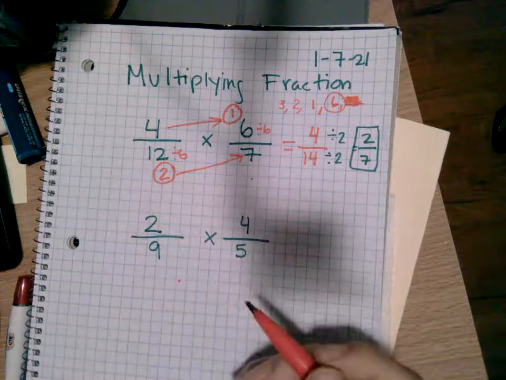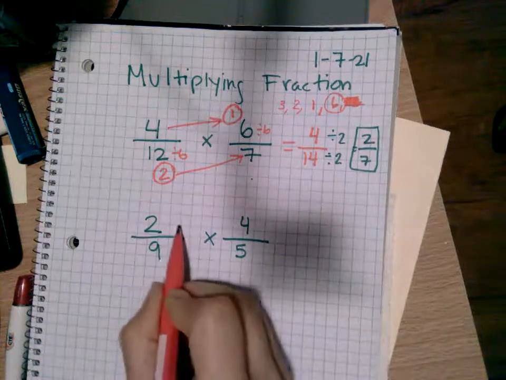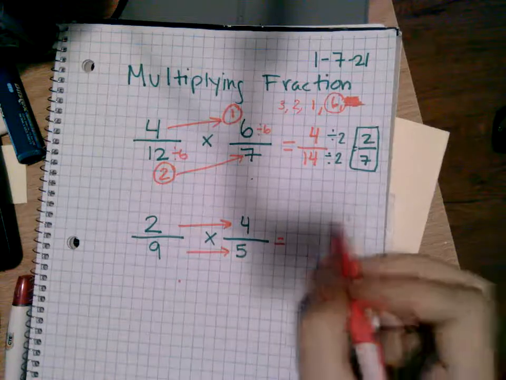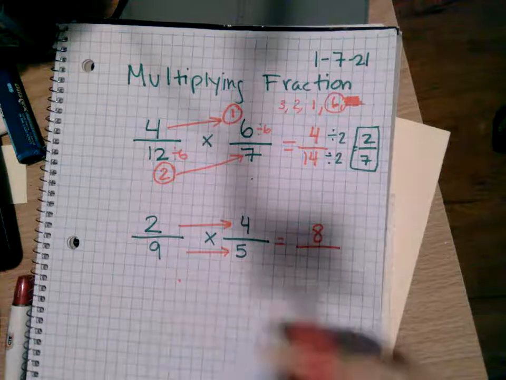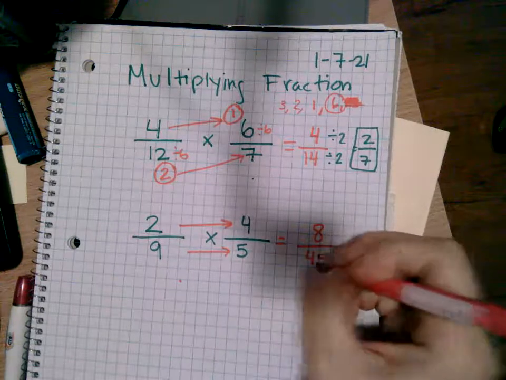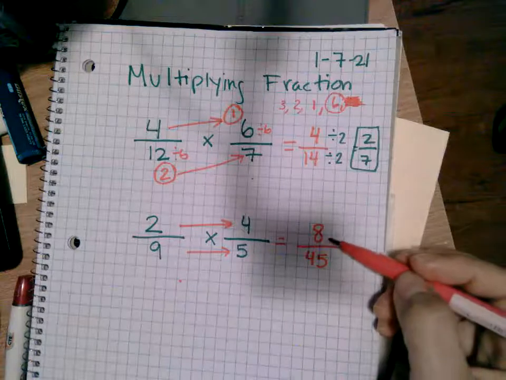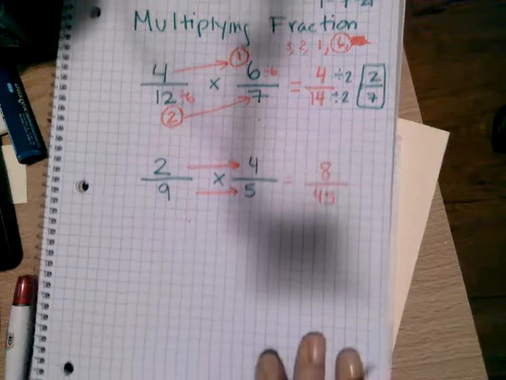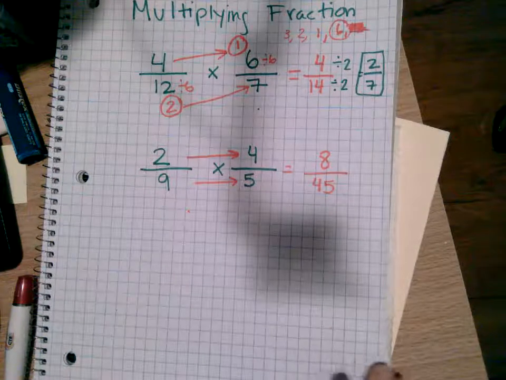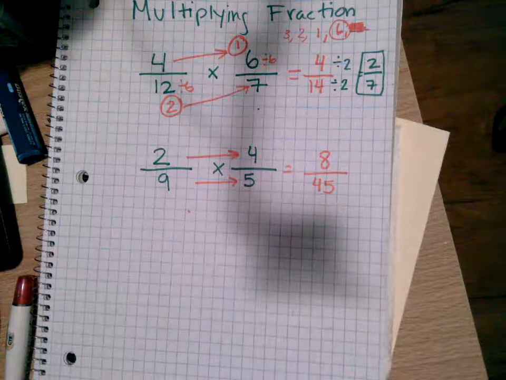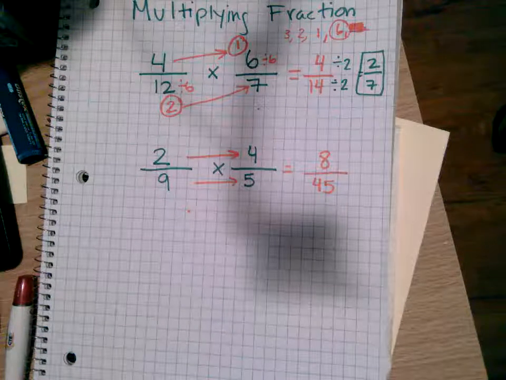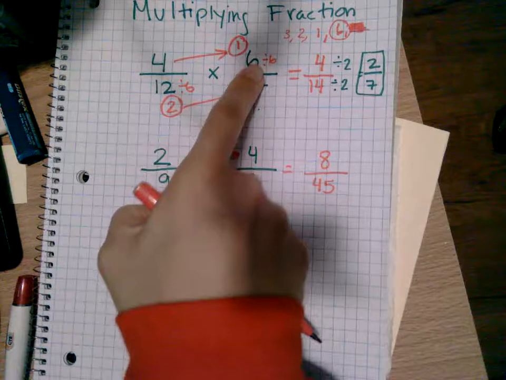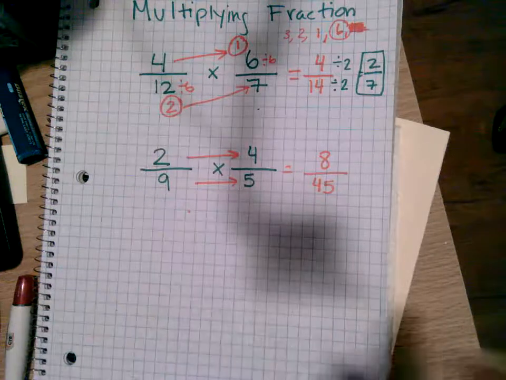So in this problem, we can't simplify in the beginning. All we have to do is multiply straight across. So 2 times 4 is 8, and 9 times 5 is 45. And I double check to make sure I can't simplify anything by 8 and 45. Nope. So you are 100% done. Are there any questions? So I'm just reviewing what we did Monday and Wednesday. Yesterday, we saw a couple of students make some mistakes, and we concluded that a lot of the mistakes came from the simplifying before. So we just wanted to clarify that.